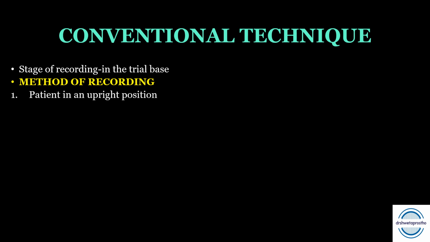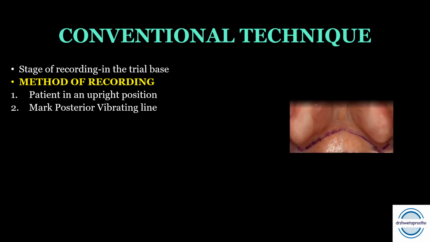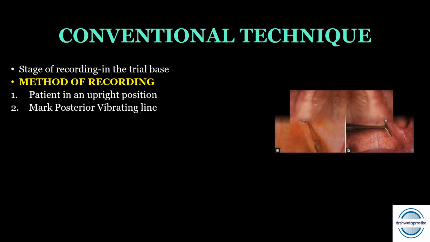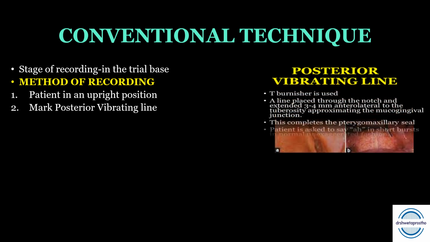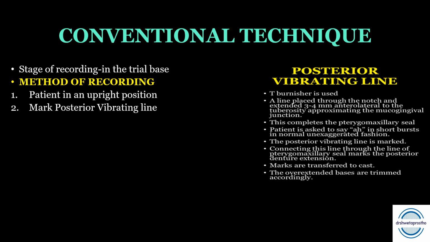Then we mark the posterior vibrating line. The hamular processes are palpated with a T burnisher and marked. Then this T burnisher is placed along the posterior angle of the tuberosity until it drops into the notch. Then a line is placed with an indelible pencil through the notch and it extends 3 to 4 millimeters anterolaterally to the tuberosity, approximating the mucogingival junction. As we just discussed, the extension of the posterior vibrating line will complete the pterygomaxillary seal.